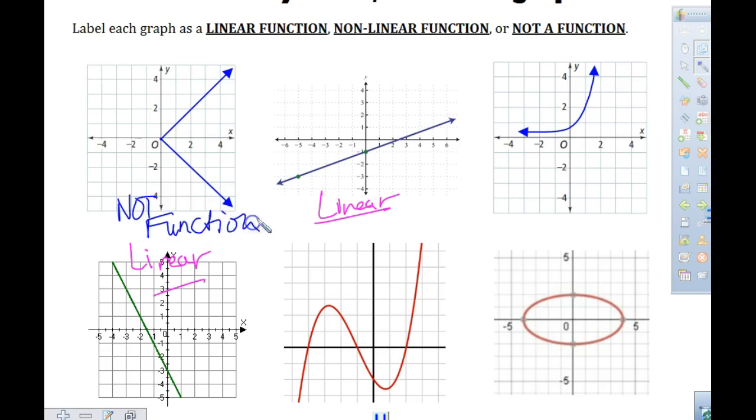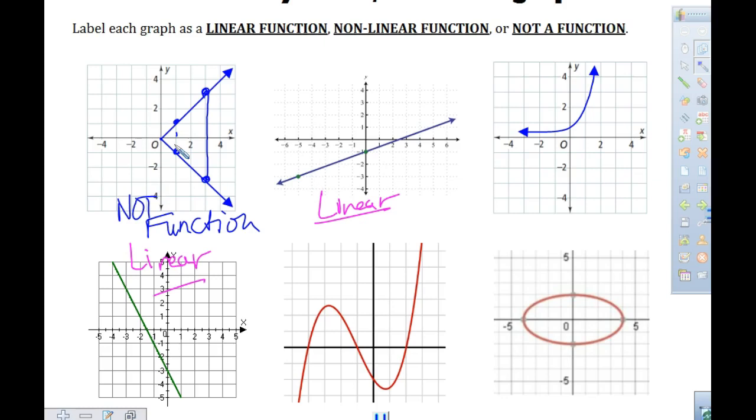And the reason it's not a function is, look, if I draw this vertical line, at 3, I have 2 outputs. I have 3 and -3. At 1, I have 2 outputs, 1 and -1. So, since we've identified our not function, is there another not function?